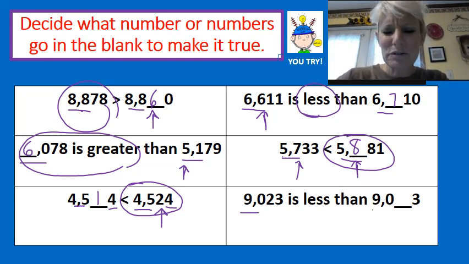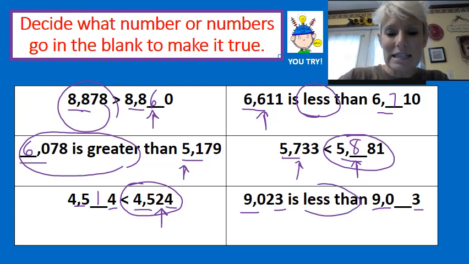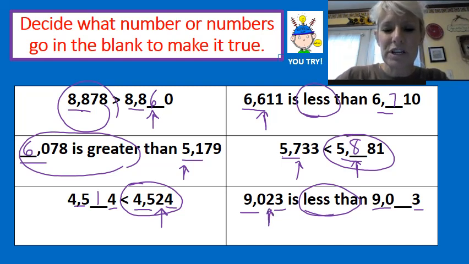And the last one. I see a 9 and a 0, a 9 and a 0. I see a 3, I see a 3. I see less than. That means that this number right here, this 2, has to be less than something that I put over here. So I'm going to go ahead and I'm going to put a 3. 9,023 is less than 9,033.